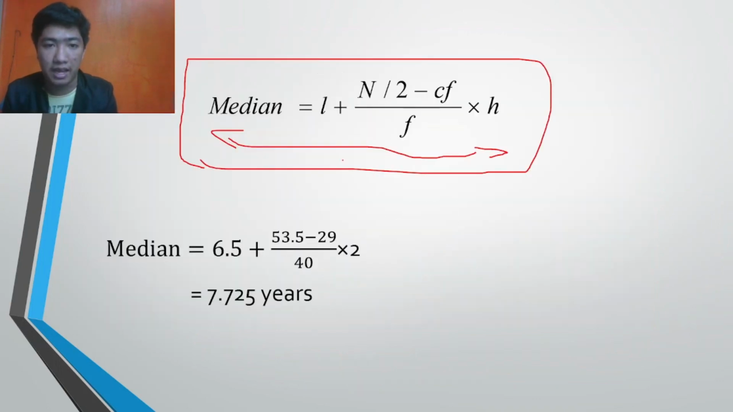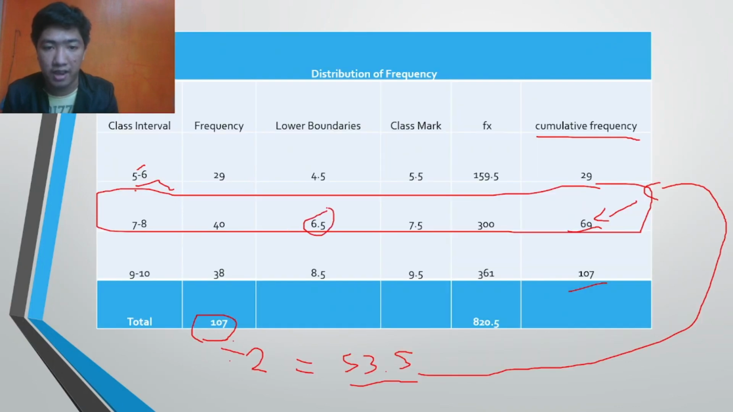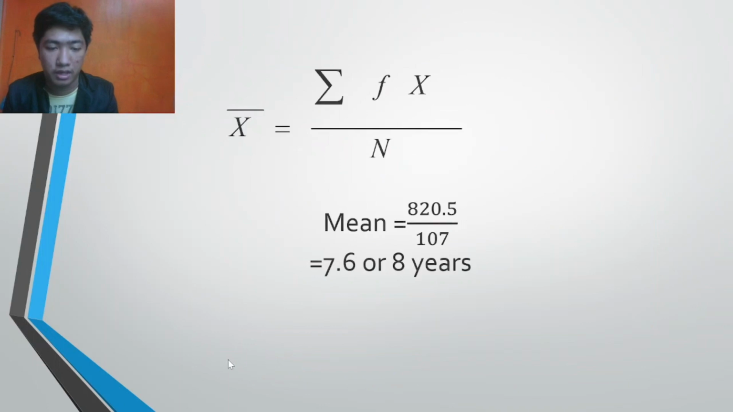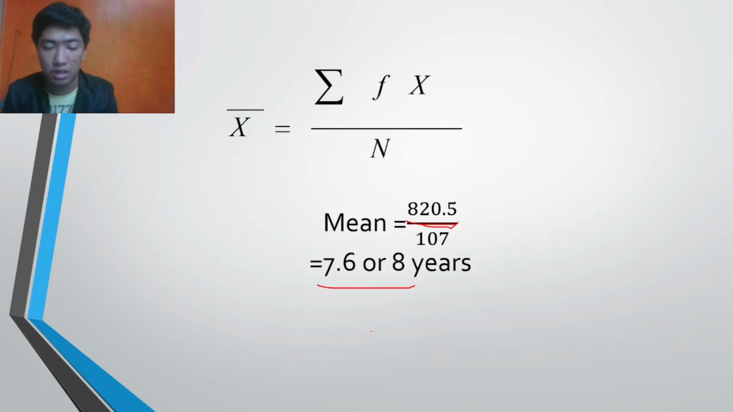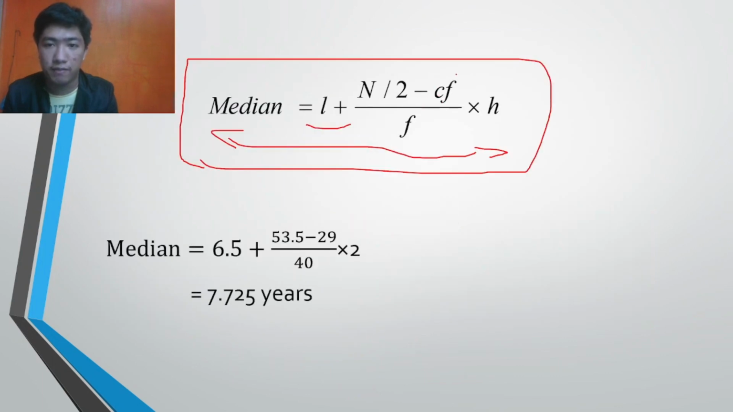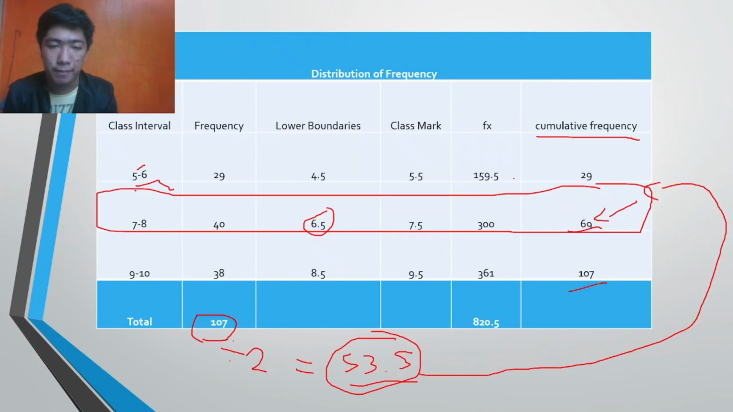Now we have found our median class. We go back to the formula again. This is the lower boundary of the median class, which is 6.5. Looking back again, that's 6.5. Then plus n over 2, which is what we did earlier to find the median class, 53.5 right here. Then minus the cumulative frequency.